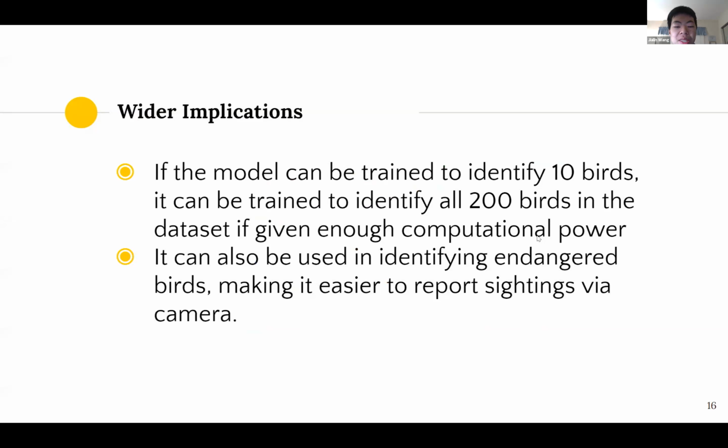And this study has great potential for a wider implication, because if this model can be trained to identify 10 species of birds, it can be trained to identify all 200 species of birds in the dataset if given enough computational power. And convolutional neural networks can also play a crucial role in environmental preservation, because they can be trained to identify endangered birds, making it easier and more efficient for scientists to report rare bird sightings via camera.